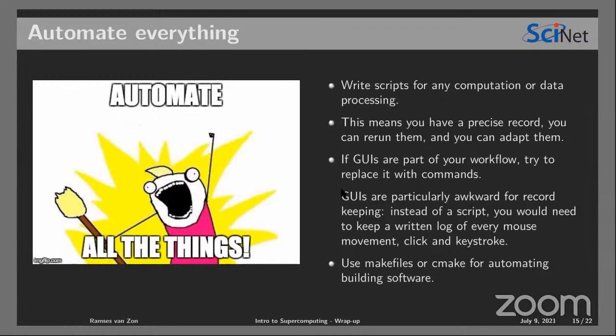They're a way to rerun the same thing or a very similar thing, right? You have a precise record. You can rerun them. So this is harder to do if GUIs are part of your workflow, so graphical user interfaces. You would have to say, click on the second button from the left. And you don't want to have to do that because GUIs also are quite prone to changing. So if you can at all, try to not use any GUIs. Try to replace it with commands. In many cases, that is possible. Right? So it's hard to keep a record of what you do in a GUI.